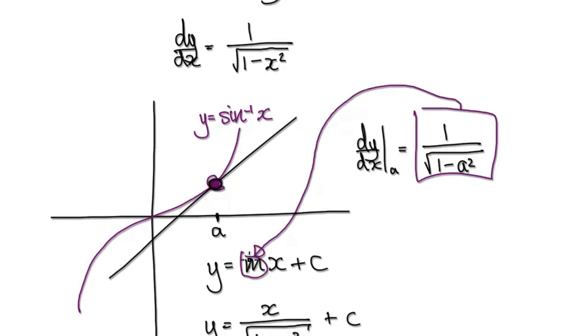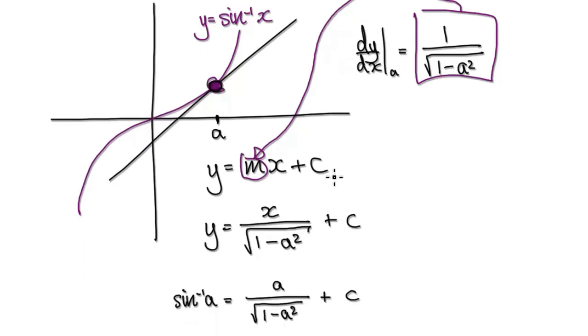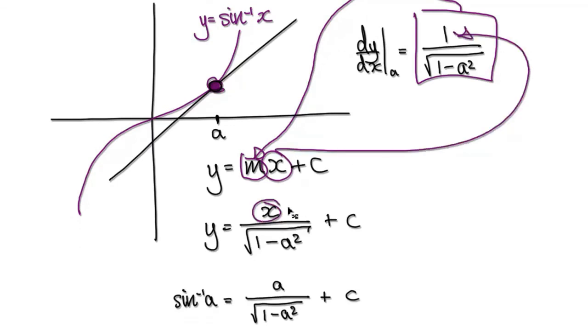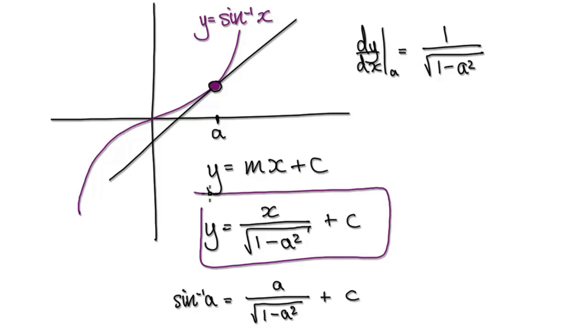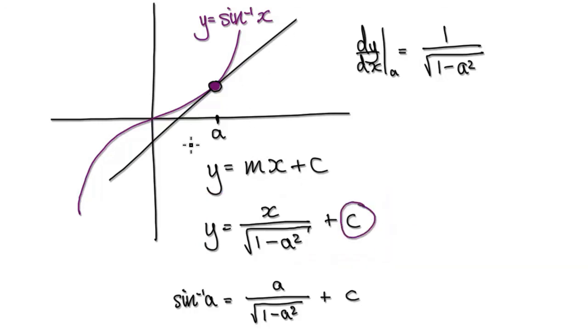So now we know the gradient at that point, so we can put it into the m. That will then give us this thing here. So don't forget, the x gets multiplied to the top. So that's why it's at the top. That will then take us to here. This is the equation of our tangent line. But the thing is, we still need to know the intercept.